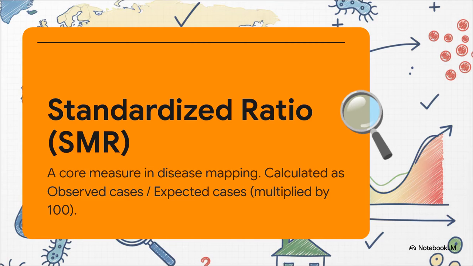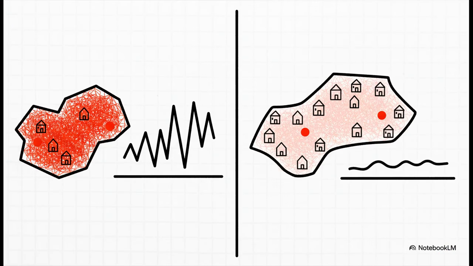The classic starting point for this is a measure called the Standardized Morbidity Ratio, or SMR. It sounds technical, but the idea is dead simple. You just take the number of cases you actually saw in an area and divide it by the number of cases you expected to see based on its population. If the SMR is over 100, that suggests the risk there is higher than average. Easy enough, right? Well, here's the catch, and it is a big one.